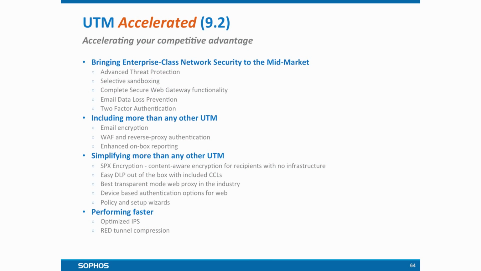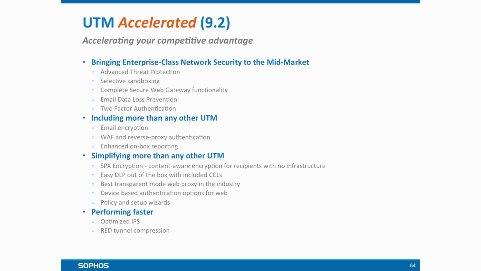UTM Accelerated gets its name in part because it's greatly accelerating our joint competitive advantage in the marketplace and our ability to win business together. We're doing some really amazing things by bringing enterprise-class network security to the mid-market, the kinds of technology and capability that Fortune 500 organizations pay big money for, like advanced threat protection, selective sandboxing, enterprise-level secure web gateway functionality, or email DLP and two-factor authentication. We're including those in our UTM at no extra charge.